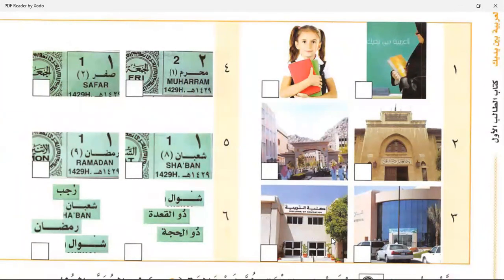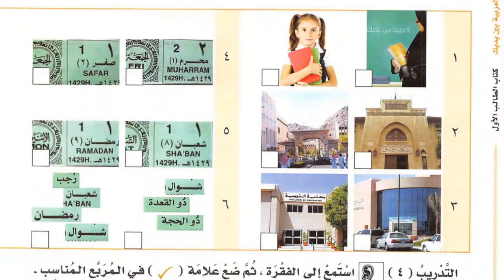First student: هل أنت مدرسة؟ Second student: لا، أنا طالبة. Let me repeat. هل أنت مدرسة؟ لا أنا طالبة. Next picture. في أي جامعة تدرسين؟ أدرس في جامعة أم القرى. Next. في أي كلية تدرسين؟ أدرس في كلية التربية.